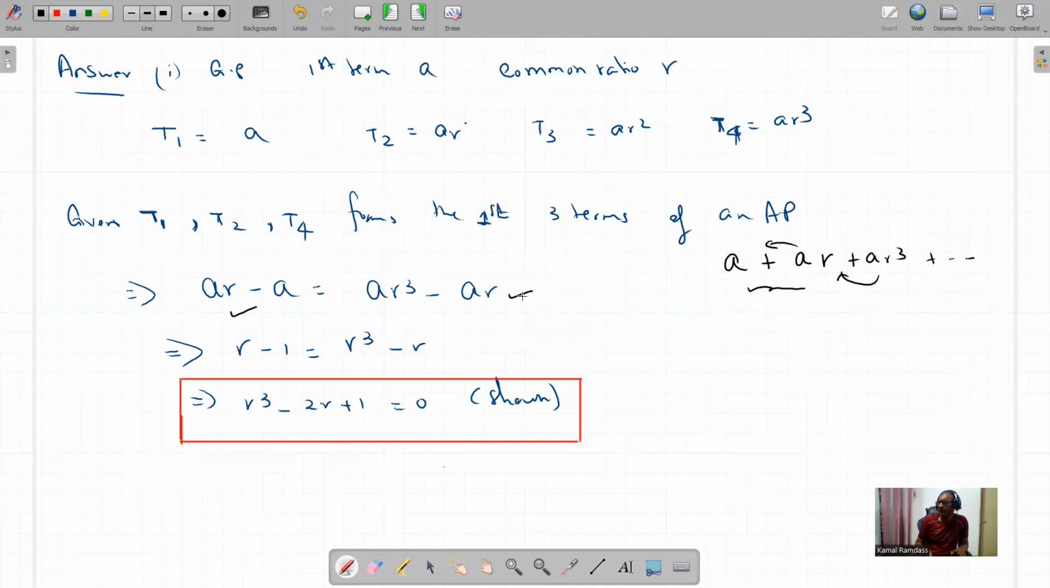We get a relation here. We divide by A, we can divide by A. So you get R minus 1 is equal to R cubed minus R. And then we get R cubed minus 2R plus 1 is equal to 0.